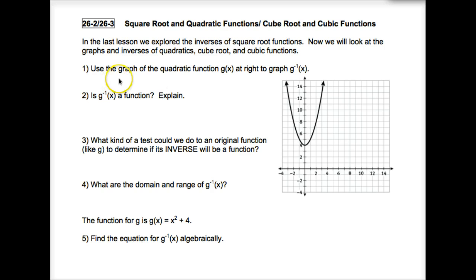It says use the graph of the quadratic function g of x at right to graph g inverse of x. So that shouldn't be any different than what we went over yesterday.